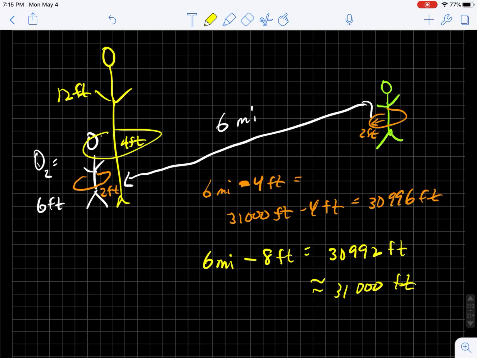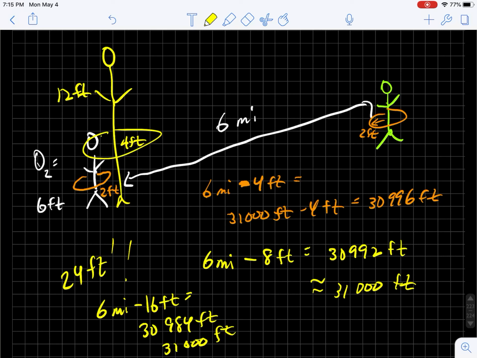So if we double it again and we make the particle 24 feet tall, this is a huge oxygen particle, 4 times the size of the normal oxygen particle. Now we're looking at an 8-foot radius, and we're still 6 miles minus 16 feet. Still 30,984 feet away. Again, essentially still 31,000 feet.